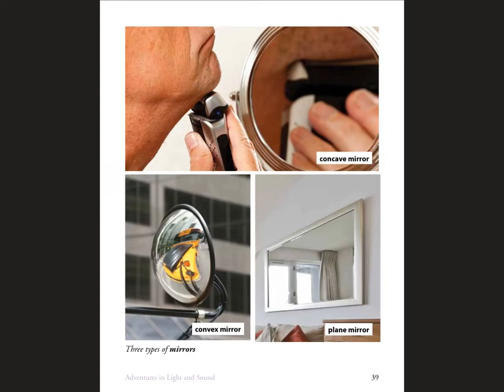Here are 3 types of mirrors. At the top, you have a concave mirror. At the bottom, on the left, you have a convex mirror. At the bottom on the right, you have a plane mirror. The concave mirror makes things look closer and bigger. The convex mirror makes things look farther away so you can see more of something. And the plane mirror just shows things how they really are.